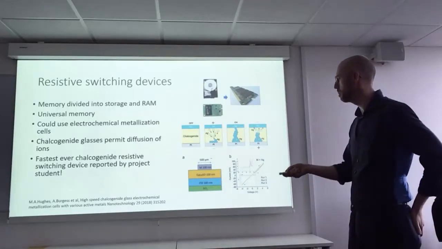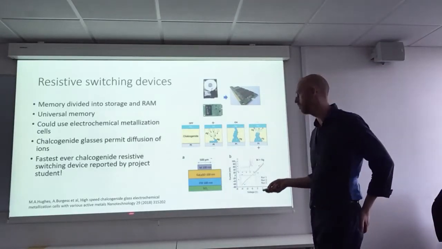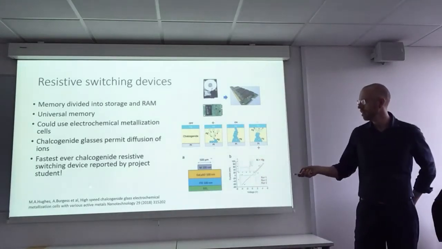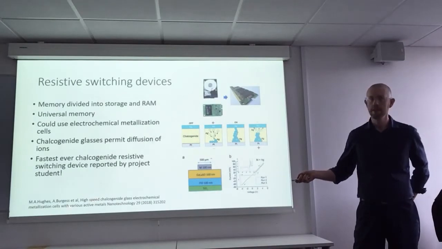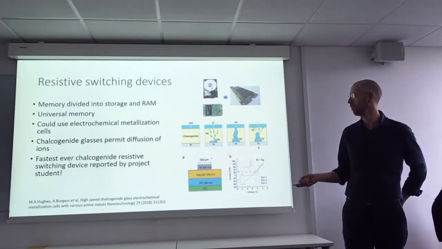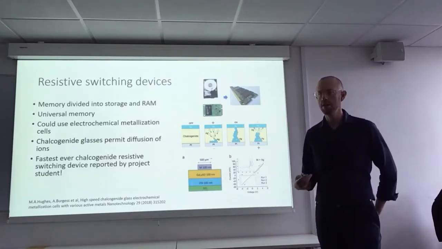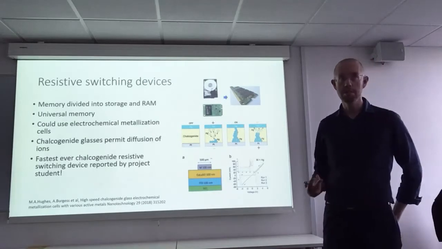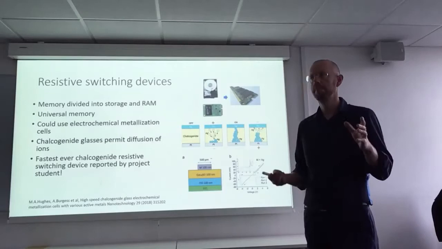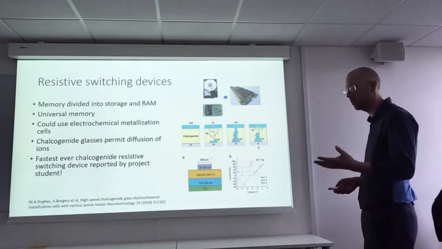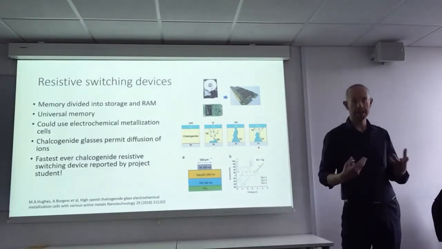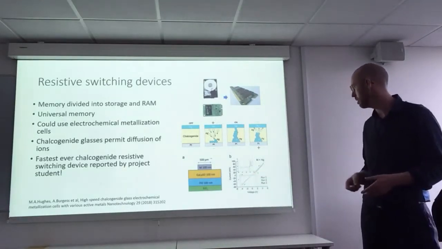And then that was actually published in a really prestigious journal, the work that this project student did on these resistive switching devices. What we found is it was actually the fastest chalcogenide electrochemical metallization cells that had ever been reported. Our equipment didn't work fast enough to measure the speed of the device. It could only say it's switching faster than 10 nanoseconds, something. We couldn't actually measure it. So as far as I know, that's still the fastest that we can get for a chalcogenide metallization cell.